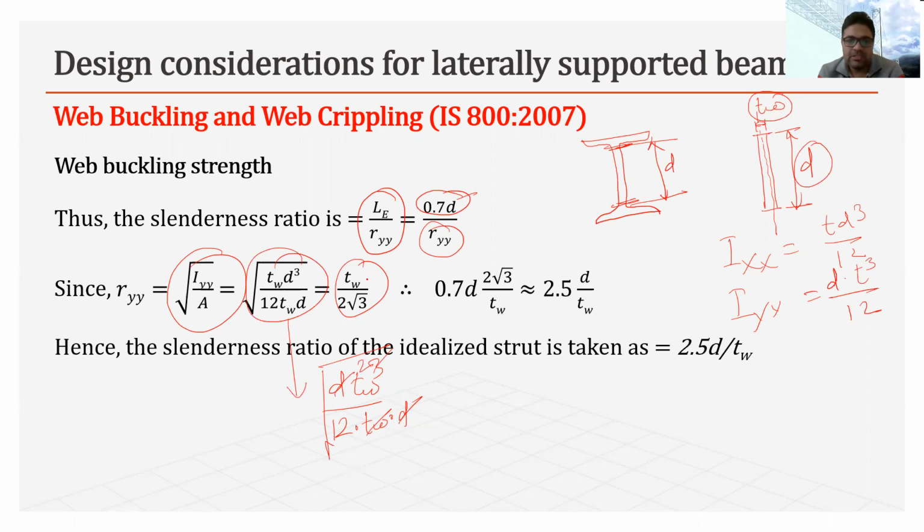And when we put this value in this formula, we get approximately 2.5 times D by TW. So we can say that the slenderness ratio of the idealized strut or web is taken as 2.5 times D by TW. If we get the slenderness ratio by using this formula, then we can easily find out the FCD value by using table 9 and table 9C. So using table 9C of the IS code, we can find out the FCD value.